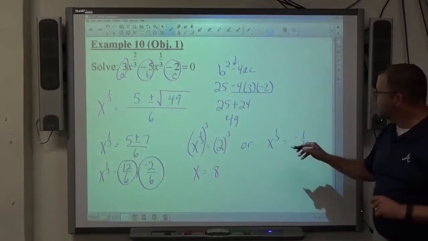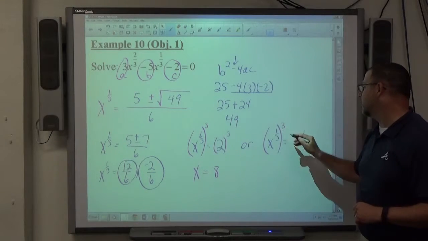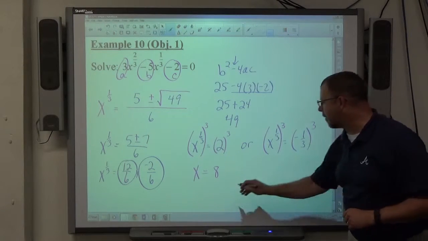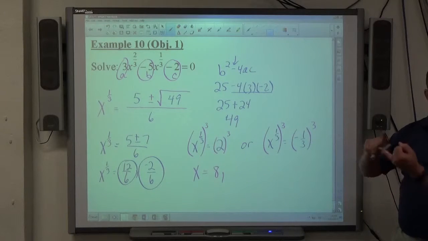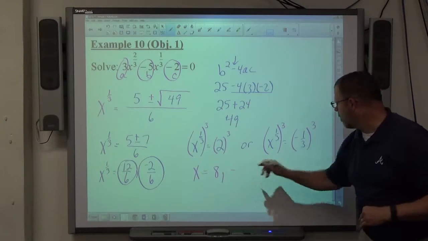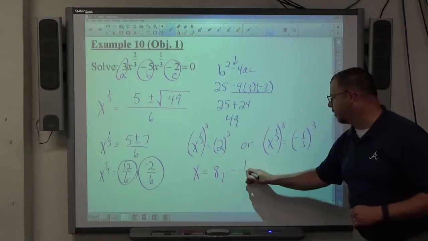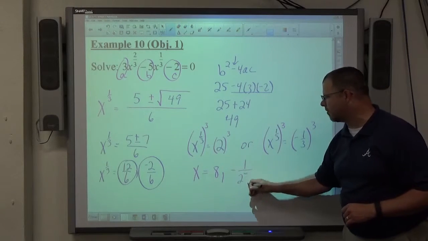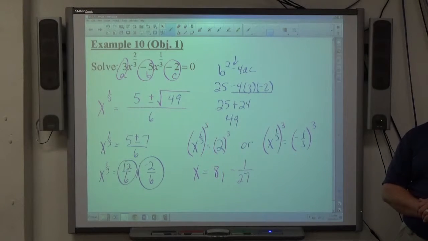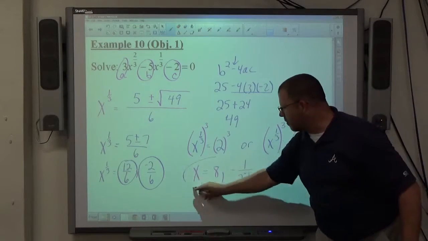All right? Same thing here. X to the 1/3, I take that to the 3rd power. -1/3 to the 3rd power. 3 negatives make a negative. 1 times 1 times 1 on top is 1. 3 times 3 times 3 on the bottom is 27. And this time we only get 2 answers.